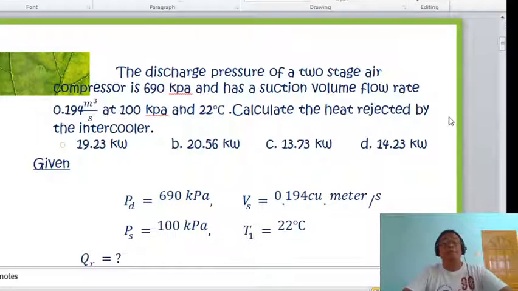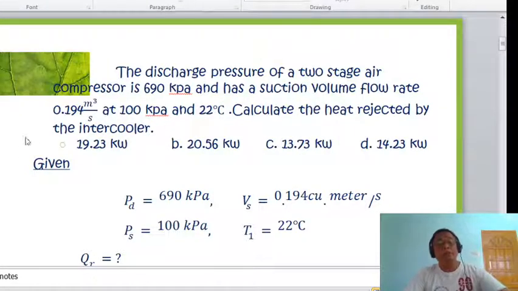The discharge pressure of a two-stage air compressor is 690 kilopascal and has a suction volume flow rate of 0.194 cubic meter per second at 100 kilopascal and 22 degrees Celsius. Calculate the heat rejected by the intercooler. This is a multiple choice problem: A is 9.23, B is 20.56, C is 13.73, and D is 14.23 kilowatts. That is the heat rejected.